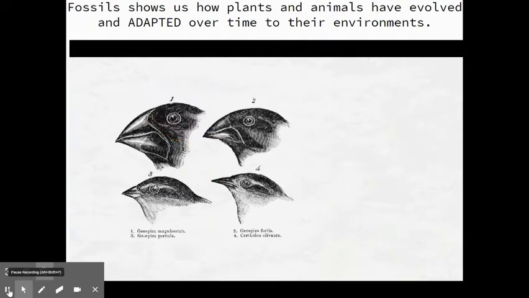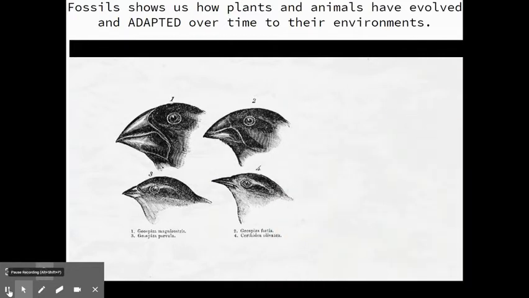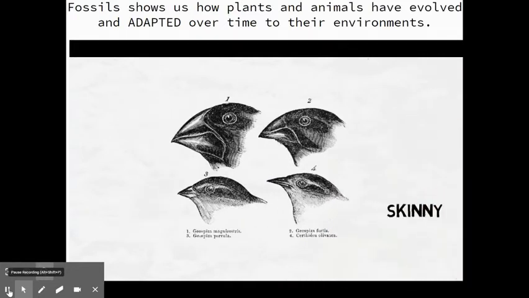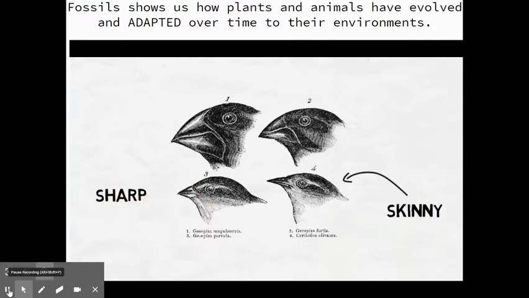Darwin looked into it further. He realized that the different beaks matched the type of food available on each island. The finches who ate insects had skinny, pointed beaks, so they could pick them up better. And those that ate hard fruits had beaks that were sharp.